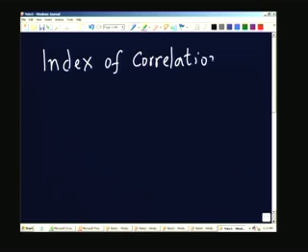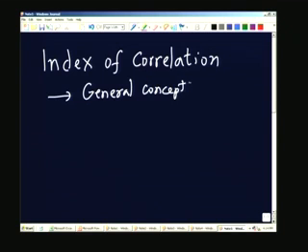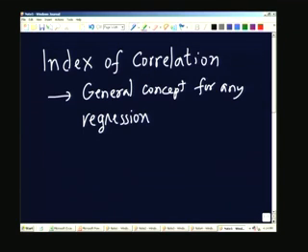In fact, this is a general concept valid for any regression model. It need not be linear, it need not be multilinear like what we are talking about. It can be even a nonlinear expression involving any complicated expression for any regression analysis. General concept valid for any analysis.